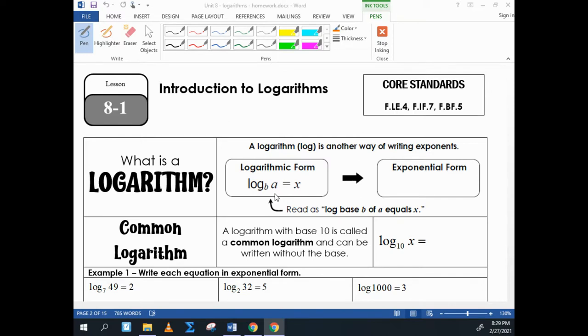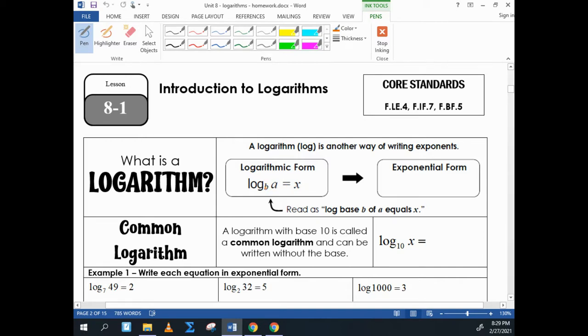But you can rewrite this in exponential form, which is going to be very helpful for you for the rest of the unit, especially because you've been working with exponents for a long time. So exponents are a lot more common, that you've seen them before, so they're going to be a lot easier for you to work with in exponent form. So when it's written in exponent form, you don't need the log. You're just going to have the b, the a, and the x.